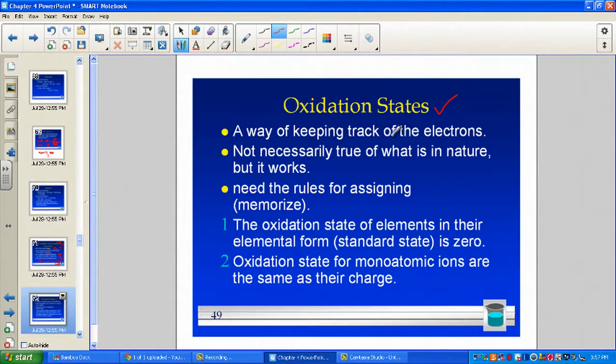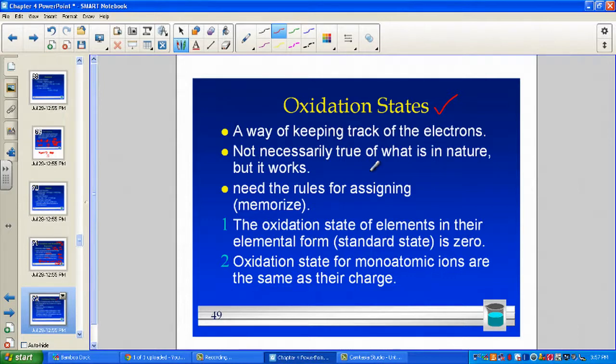It's a simple bookkeeping method. It's not necessarily true of what we find in nature, but it works. So it's a bookkeeping method that we've organized as chemists to come up with a way of assigning these charges, these oxidation numbers, so we can track electron flow. So just a way of keeping track.